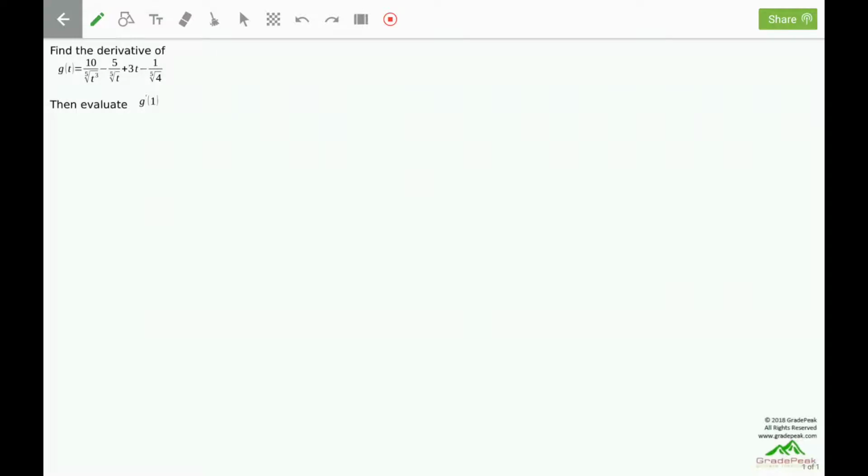Find the derivative of g of t equals 10 over the fifth root of t cubed minus 5 over the fifth root of t plus 3t minus 1 over the fifth root of 4. Then evaluate g prime of 1. G of t here is made up of 4 terms combined by addition or subtraction.